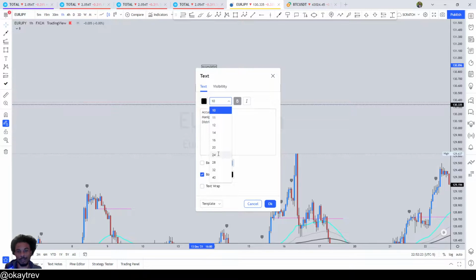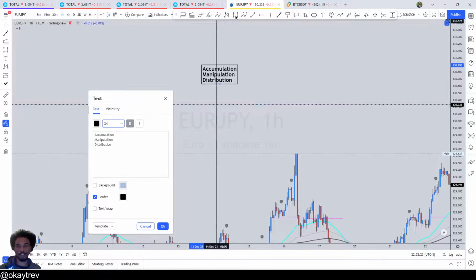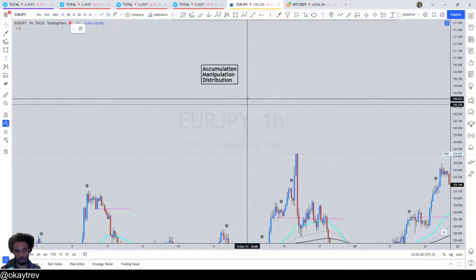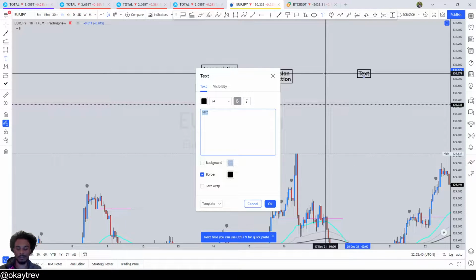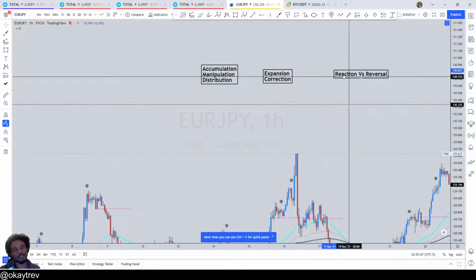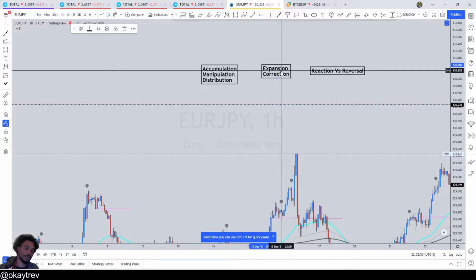Accumulation, manipulation, distribution. And then our second grouping is going to be expansion and correction. And then the third one is going to be a reaction versus a reversal. So these are the three things that I think are going to be important for these next couple of segmented videos I'm going to create, trying to expand more off of these fundamental words.